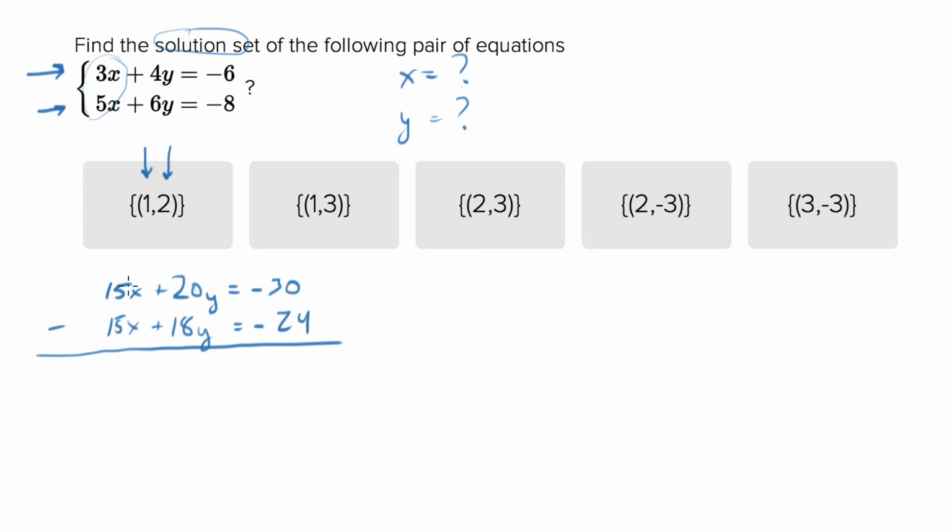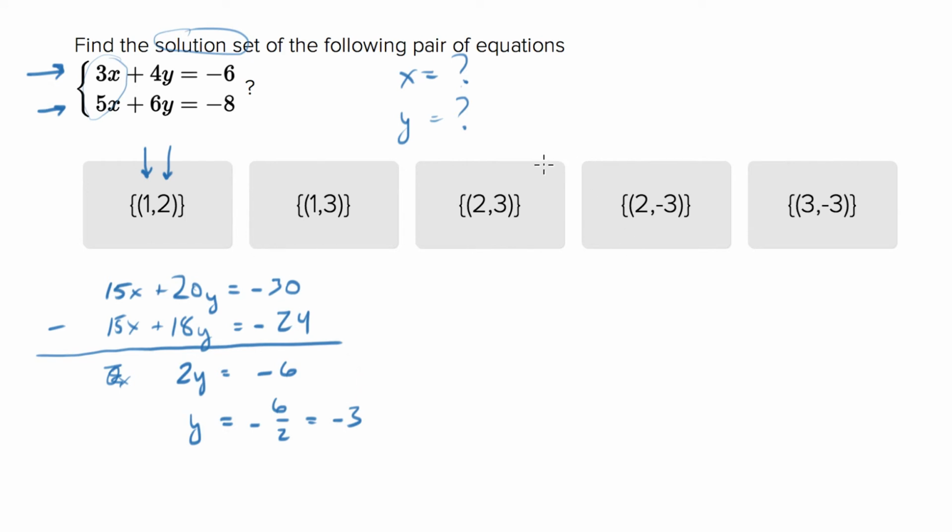So 15 minus 15 is 0x, which you can just ignore. 20 minus 18 is 2y. And negative 30 minus negative 24 is negative 30 plus 24, which will equal negative 6. So you can think of this as telling us that y is equal to negative 6 over 2, or y is negative 3.